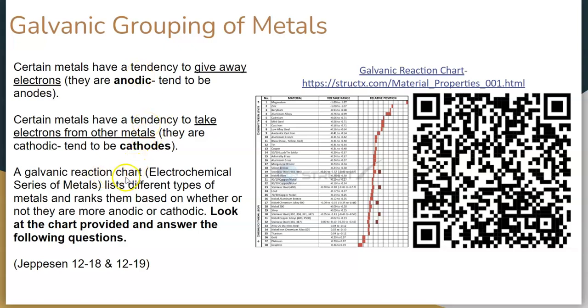So this galvanic reaction chart is called the electrochemical series of metals. And basically, I have a version of the chart right here. I have a link to it right here, and I even have a QR code for you right here. So my invitation to you is to take a moment, pause the video, scan this information, or pull it up on Google, again, galvanic reaction chart, and find a chart similar to what we have over here. And then, once you've done that, I'd like you to answer the following 2 questions. Go ahead.